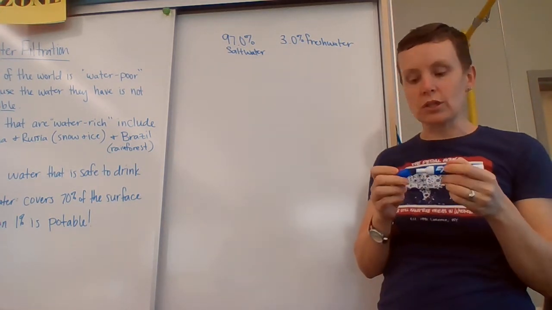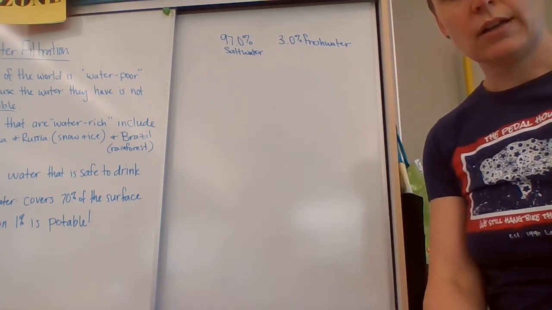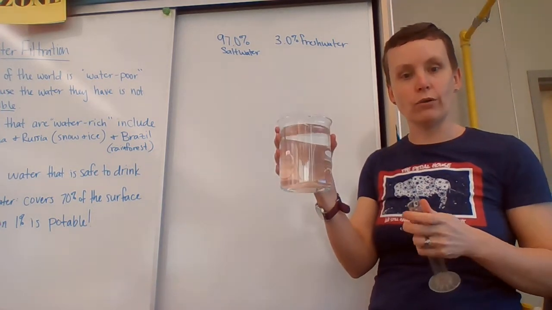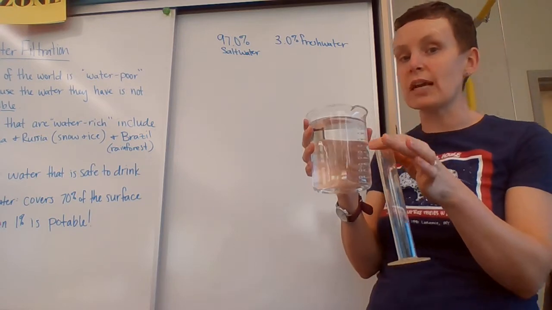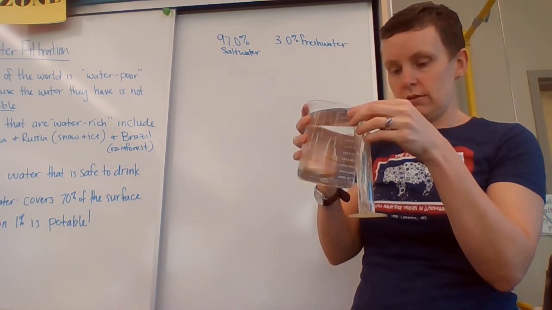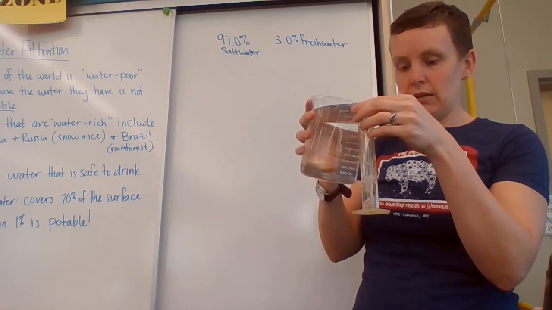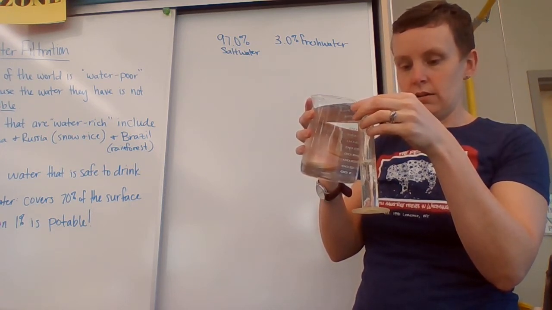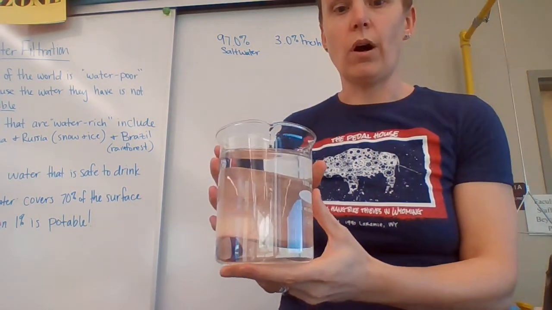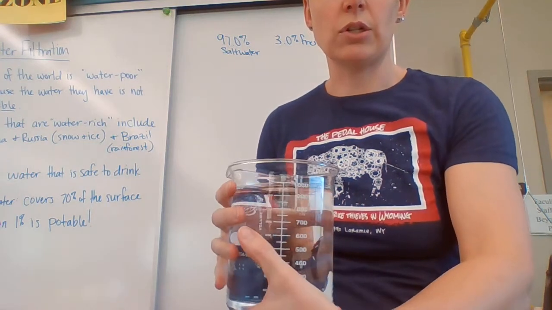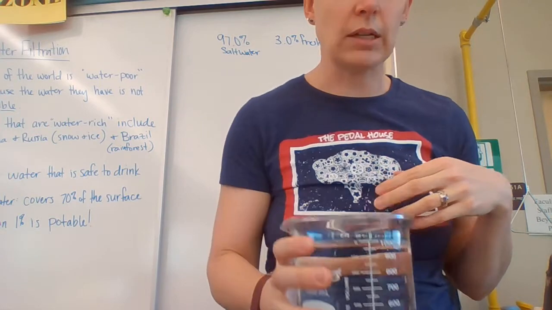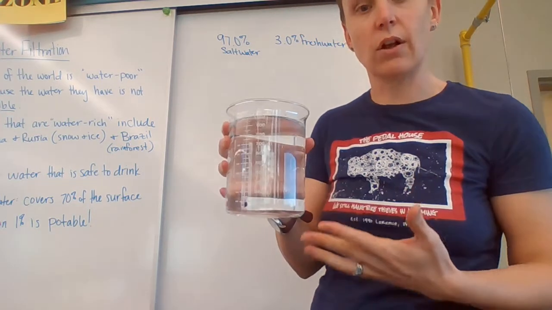So what I'm going to do is I'm just going to show you what that looks like. 97% compared to 3%. Okay, so if I take my 1,000 milliliters, if only 3% of that is fresh water, that's going to be this much. Okay, so if you look at this, the water level didn't change very much in here. Turn this around. Still really close to that 1,000 because we have 97%. So this is all salt water.